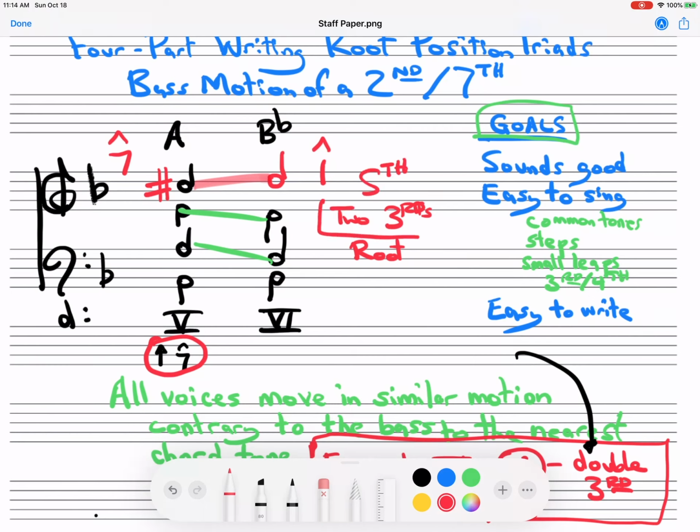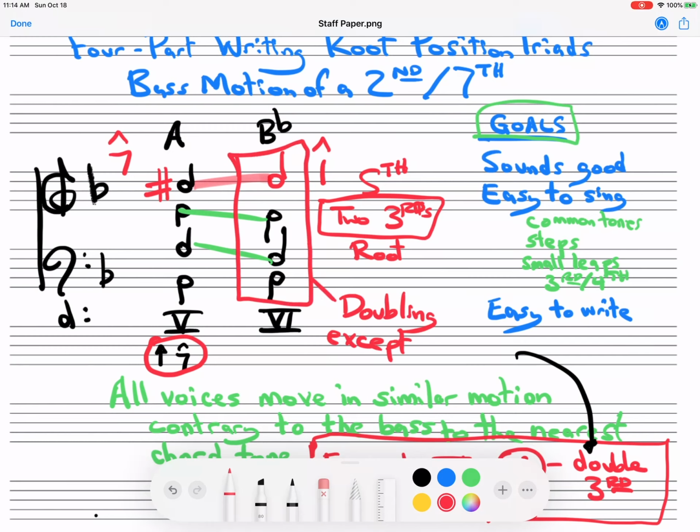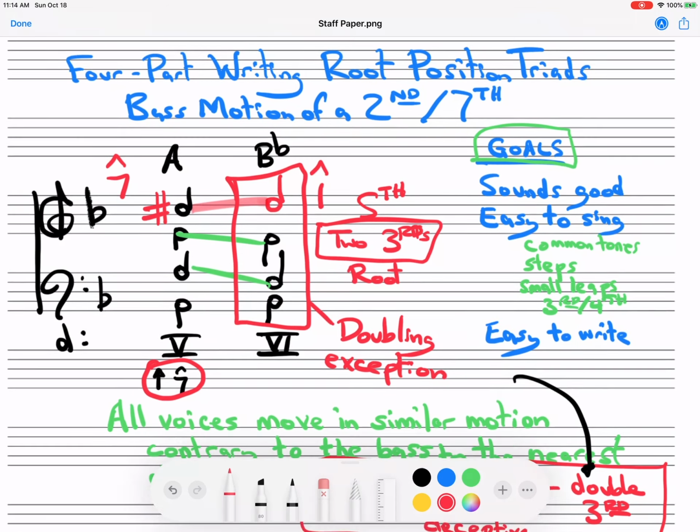Now how does this affect everything? Well, what it means is that in the 2nd chord, you can't use the types of voice leading that we've been talking about, because in the 2nd chord, this one, the doubling is an exception. Okay, but we have to do it, especially if the leading tone is in the soprano. And that's the one thing you have to be careful about when using this type of motion.